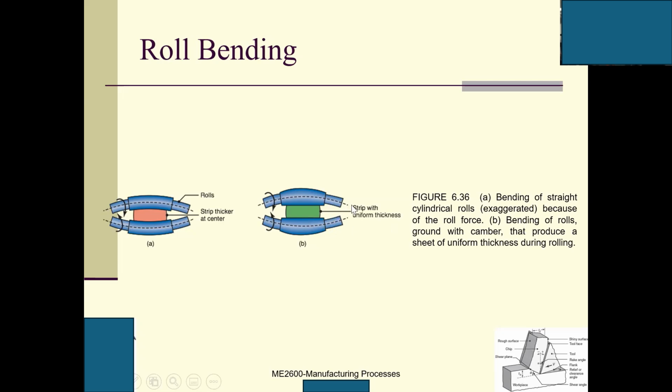So here for this one, some people are very smart. They just adjust, they change the profile of these two rolls and make sure that even though these two rolls are deflecting so substantially, at the very last they can still get a very flat workpiece surface. Ground with camber produces a sheet of uniform thickness during rolling.